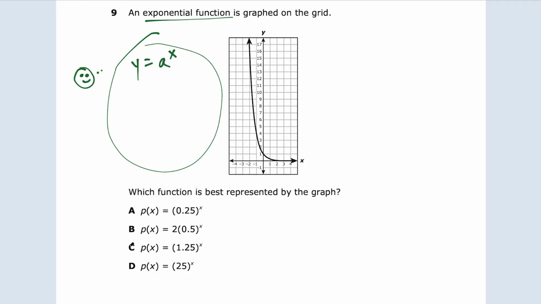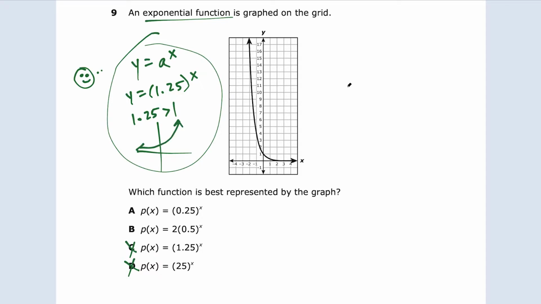But I know something like, let's say, choice C and choice D right away are not correct, because they're in the form of we have a number to the x power, but the base here, in this case 1.25, is greater than 1. So anytime you have an exponential function in this form and the base is greater than 1, that's going to give you exponential growth.